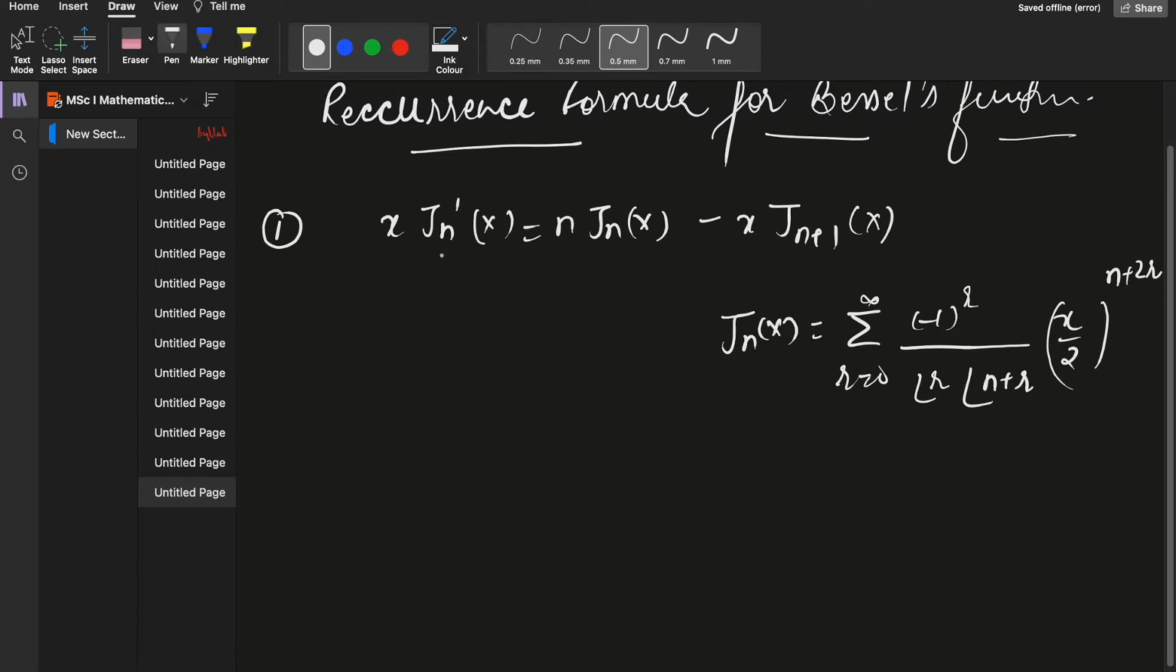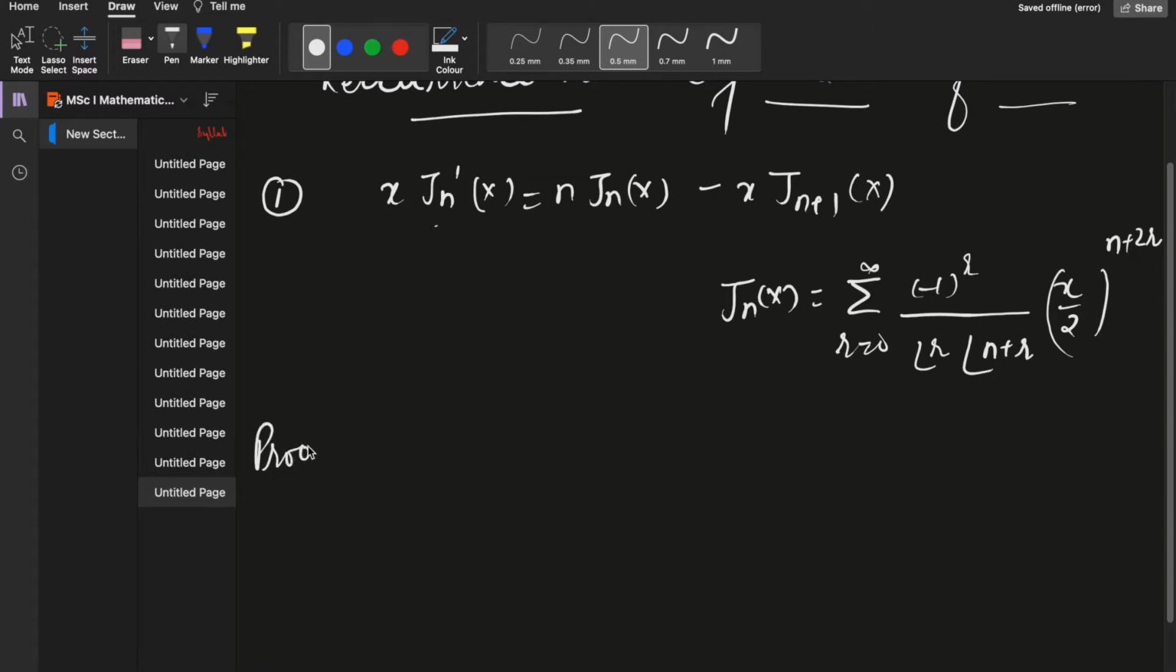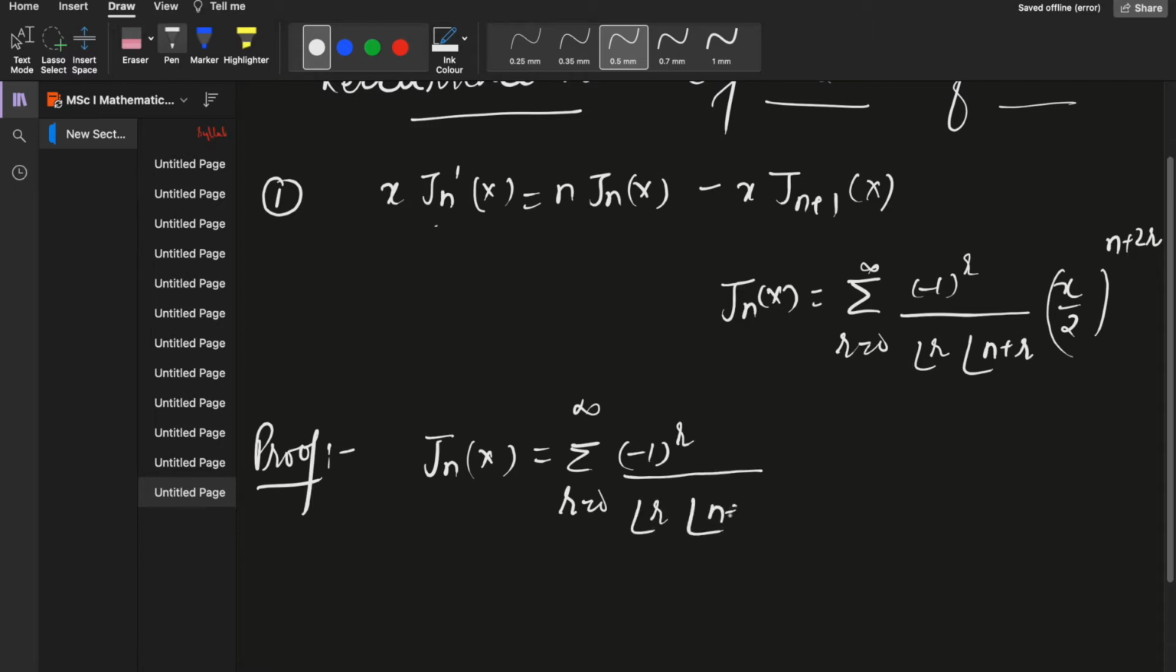If I multiply x with the first derivative of J_n, this will give us n multiplied by J_n x minus x J_(n+1) x. To derive this, we will use the left hand side. The proof is, we know J_n x is the summation r tends to 0 to infinity of (-1)^r upon factorial r, factorial n plus r, x upon 2 to the power n plus 2r.